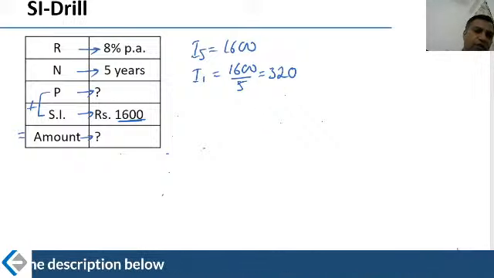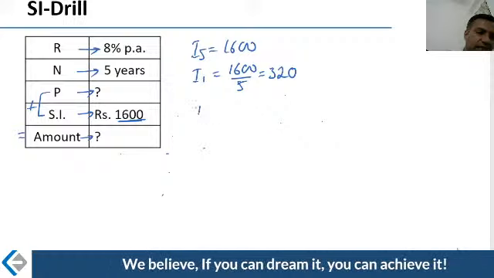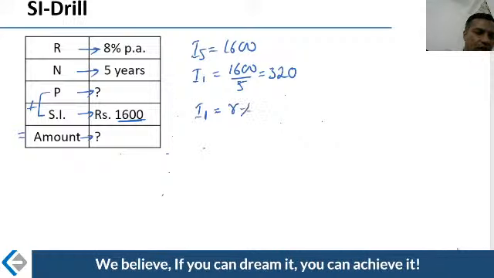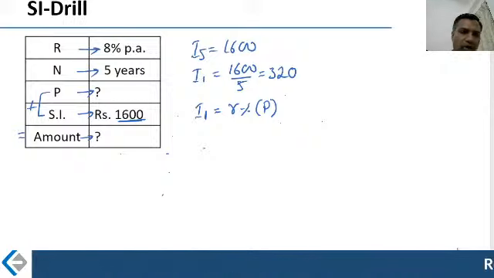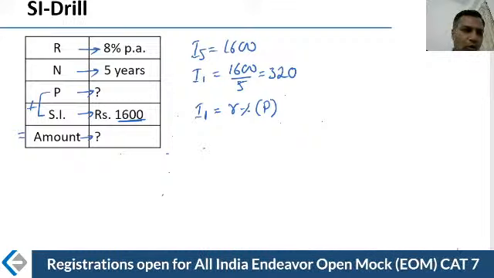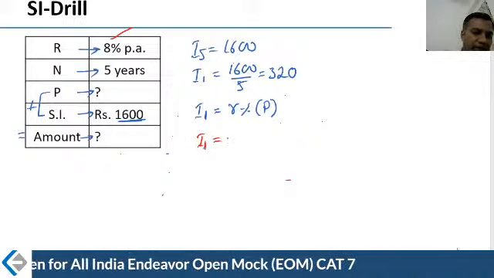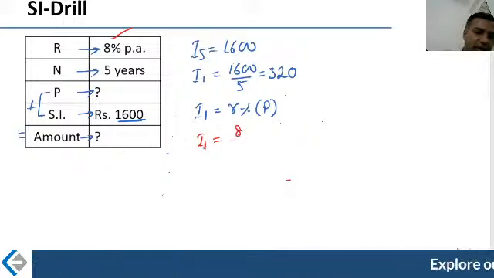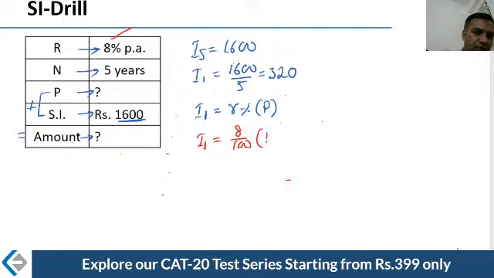Now what do you mean by the interest for the first year? Interest for the first year is nothing but R% of the principal. What is R? Rate of interest. Now R% on what amount? On the amount called P, the principal. Do I know the rate of interest? Of course, yes, that's 8%. That's the interest for the first year. So the rate of interest is 8%, which can be written as 8 by 100. 8 by 100 times of what? Principal. Do I know the interest for the first year? Yes, I do. That is 320, which is nothing but 320.